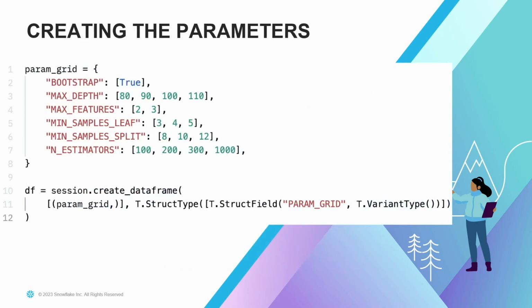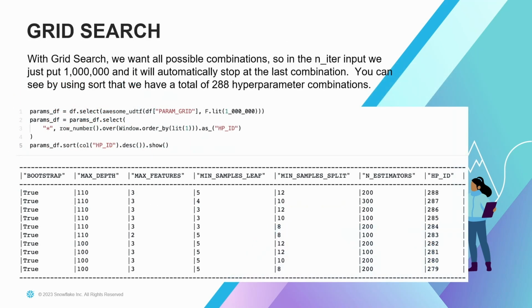And I'm now going to create my parameter grid, and I'm going to put that in a Snowpark data frame as my parameter grid, which is going to be a variant type. And so now that I have a Snowpark data frame where I have a column that is my parameter grid, I can now run my UDTF, and I get another Snowpark data frame that is every single combination of these hyperparameters with a hyperparameter ID.